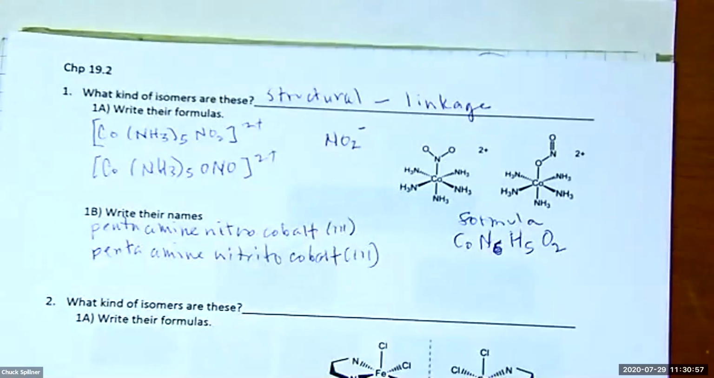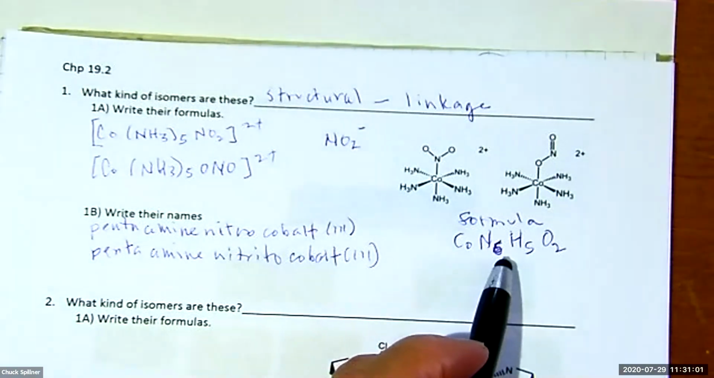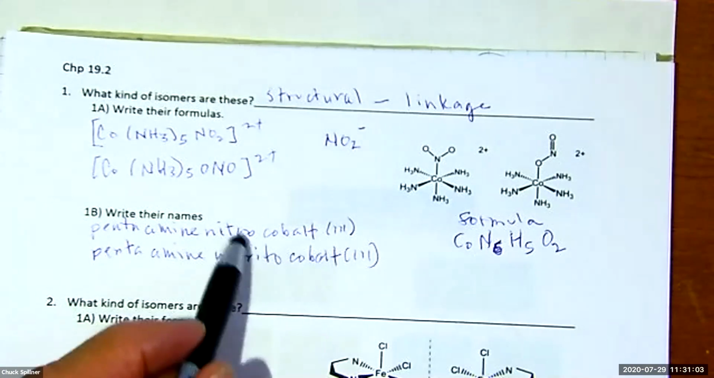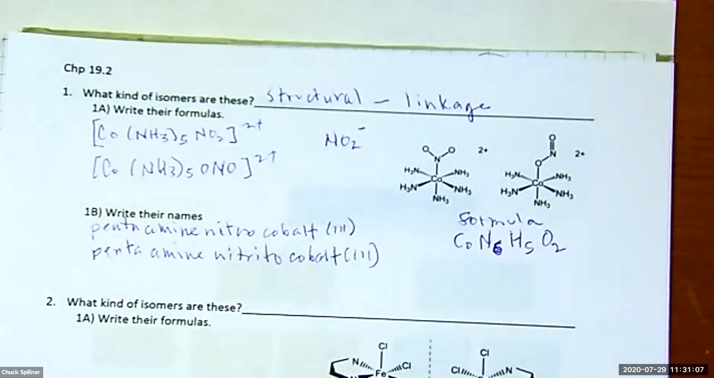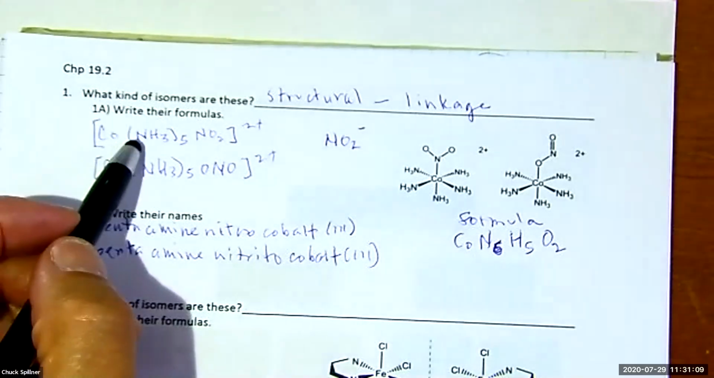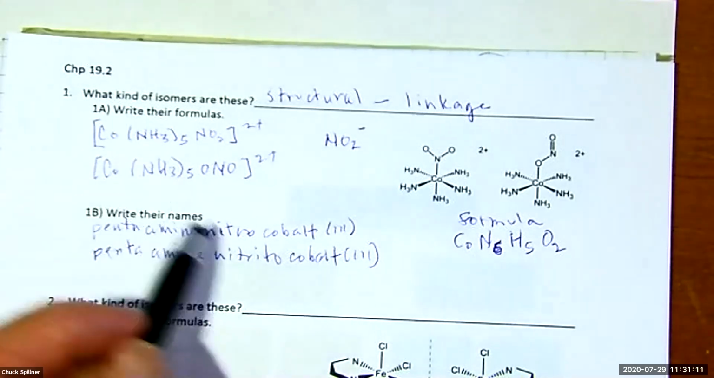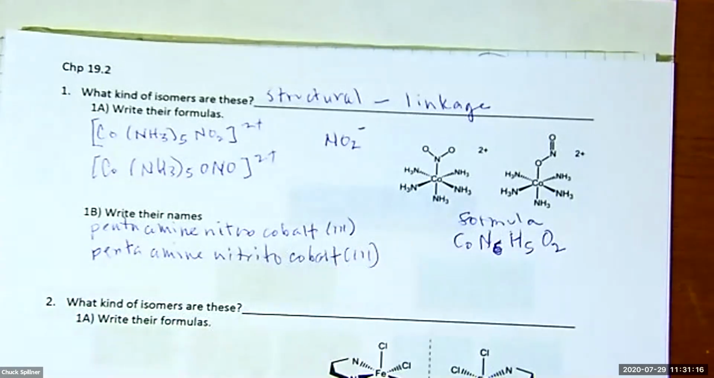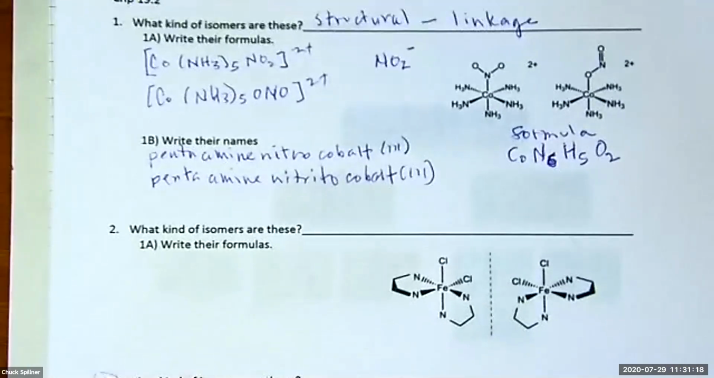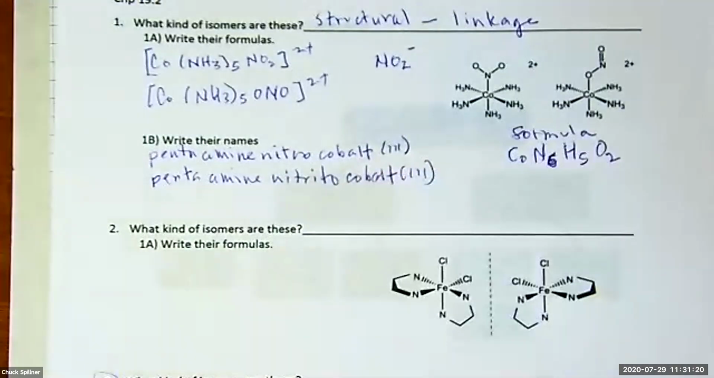And we said, what makes these isomers is that the formulas are the same, but the compounds are different. We wrote out the formula for each ion. We write that a little differently, but the names are definitely different, and then the structures are different. Okay, that's what makes them isomers. This is the same, but those are different.